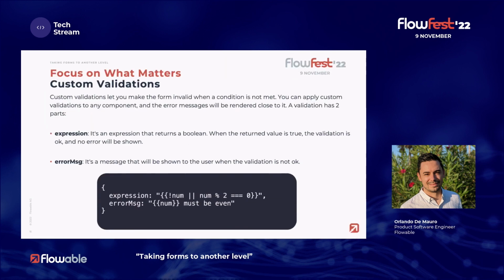But we also let the developer of the Flowable form define their own custom validation. So what is a custom validation? A custom validation basically lets you define a specific behavior, and based on that behavior or that value, we can say if the form is valid or not. It is made of two parts. The first part is the expression itself, and the second part is the error message that will be rendered close to the component.